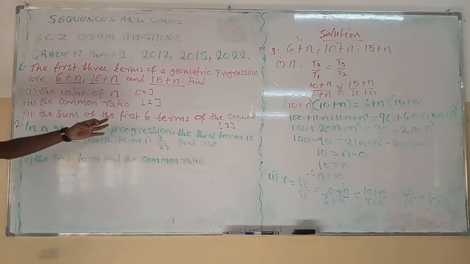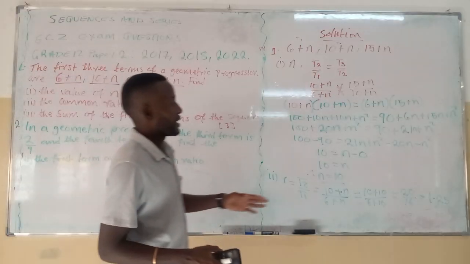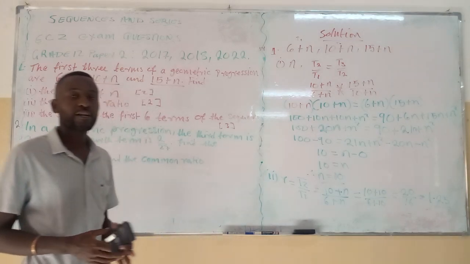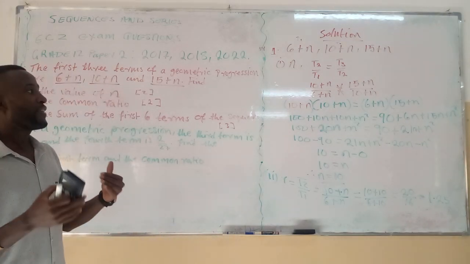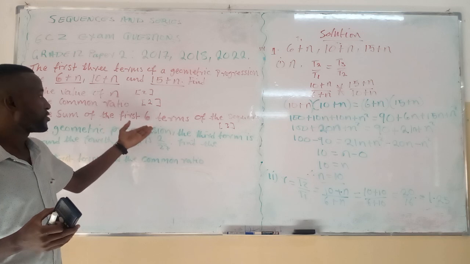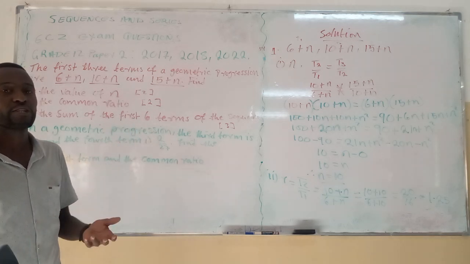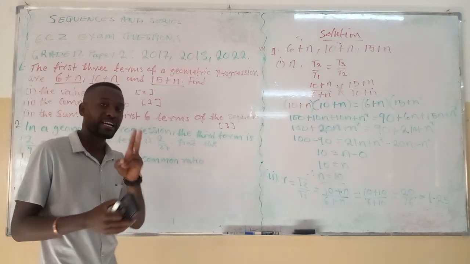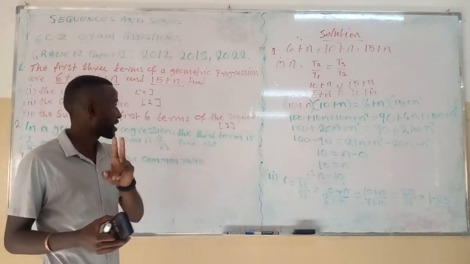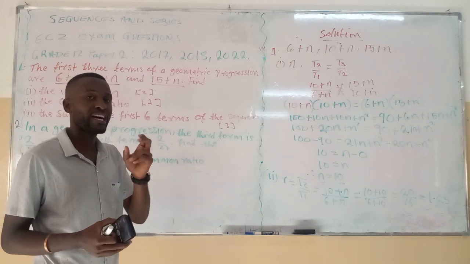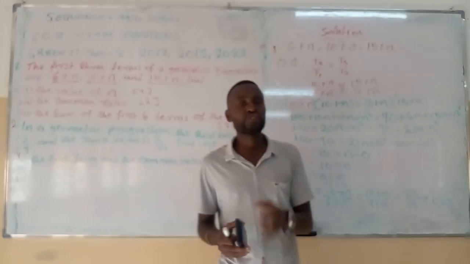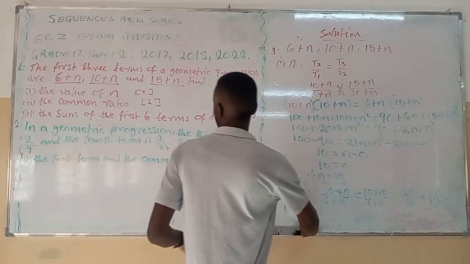Find the sum of the first 6 terms. Okay, so now when you look at this common ratio, it is greater than 1, isn't it? The common ratio is greater than 1. So in finding the sum of the first 6 terms of a geometric progression, we need to know what kind of formula to use. There are 2 formulas for finding the sum of a geometric progression: one if the common ratio is less than 1, and the other if the common ratio is greater than 1. So let us work out that one.